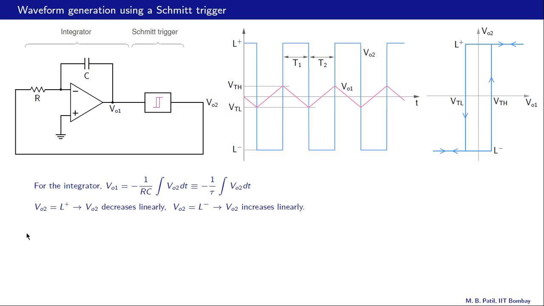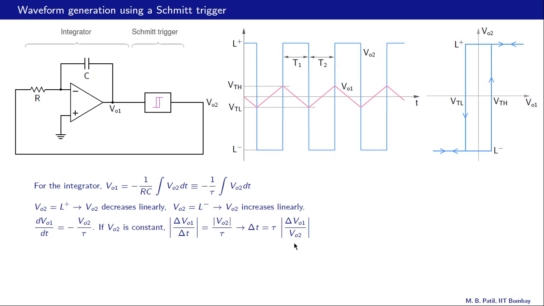Let us now compute the period of oscillation. What is the period of oscillation? T, that is equal to T1 plus T2. We can compute T1 and T2 individually and then add the two. And an easy way to do that is to just differentiate this equation. When we do that, we get dVO1 by dt equal to minus VO2 by tau. And if VO2 is constant, then we can write delta VO1 by delta t equal to mod of VO2 by tau, just taking only magnitudes here. That gives us delta t equal to tau times delta VO1 by VO2.